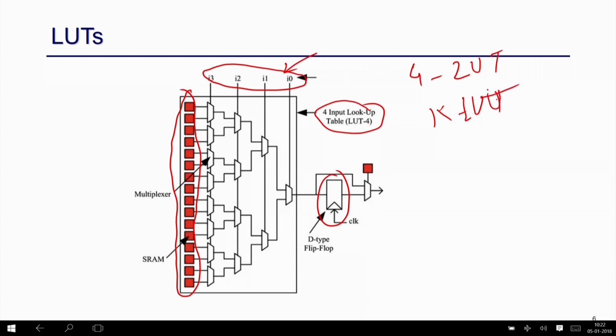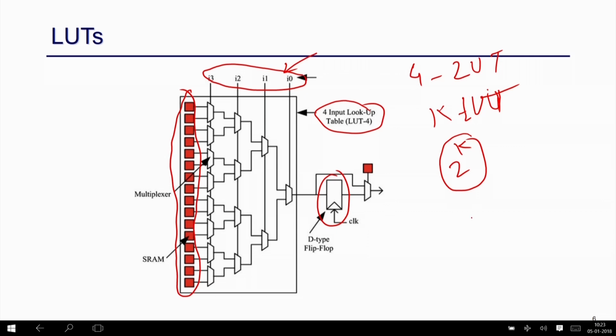So what does it mean? If a LUT has K inputs, a K input LUT can implement any Boolean function, with 2 to the power K possibilities of bits. So any Boolean function of K inputs can be implemented here, right?